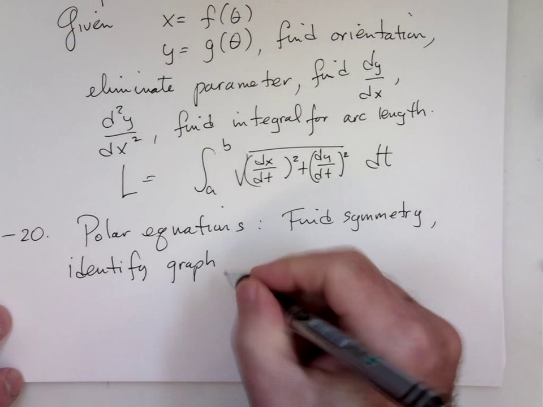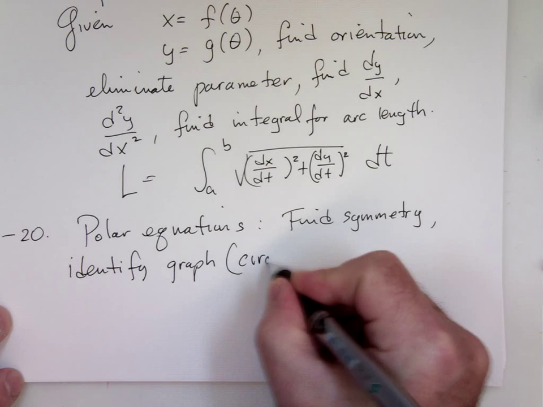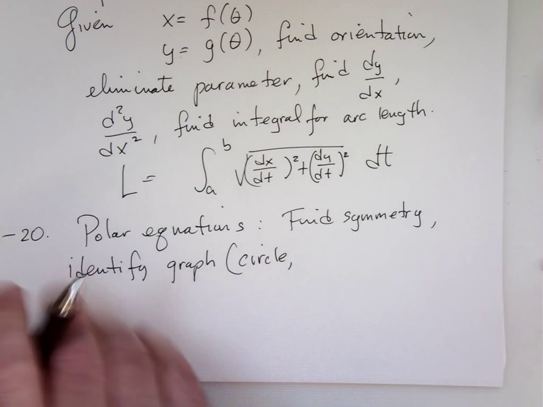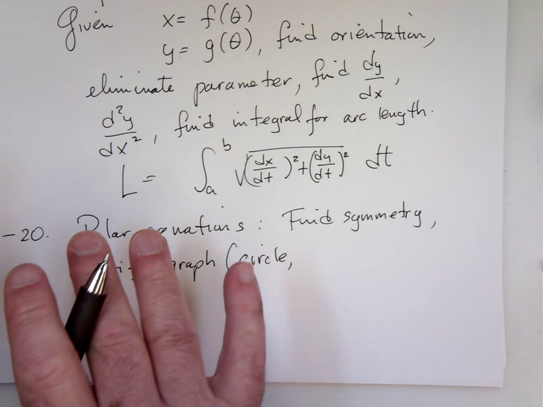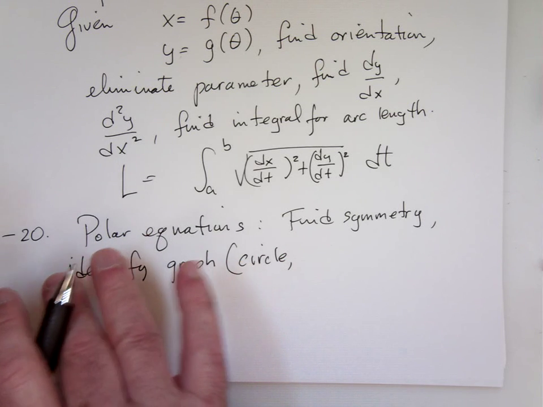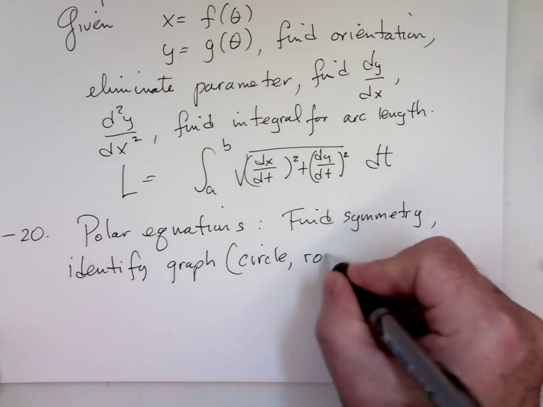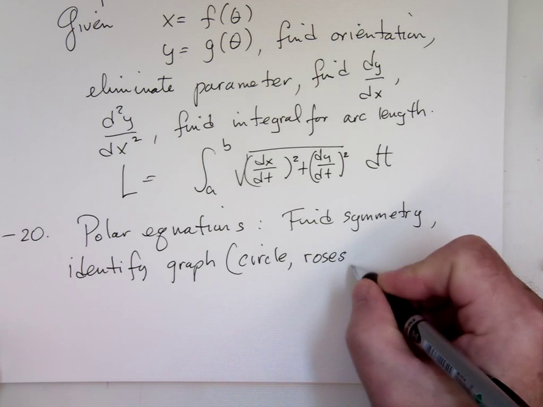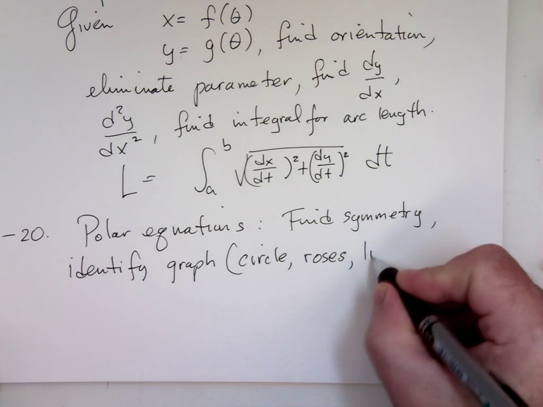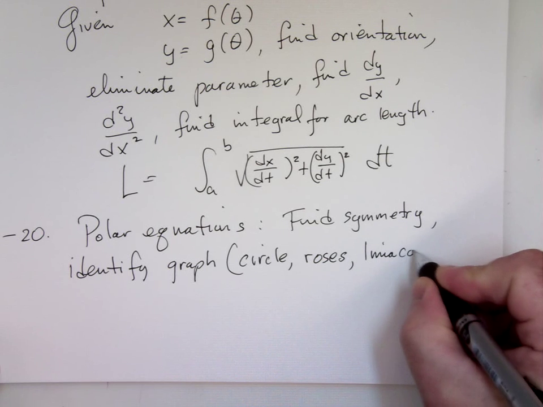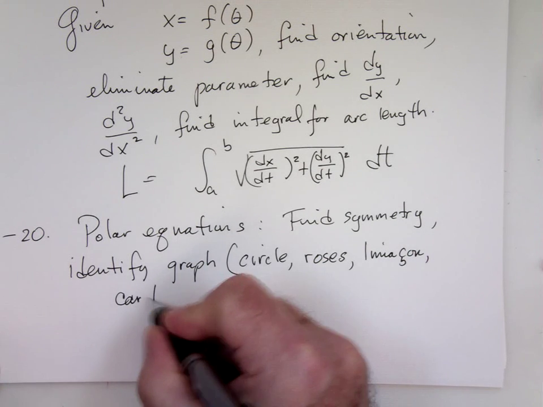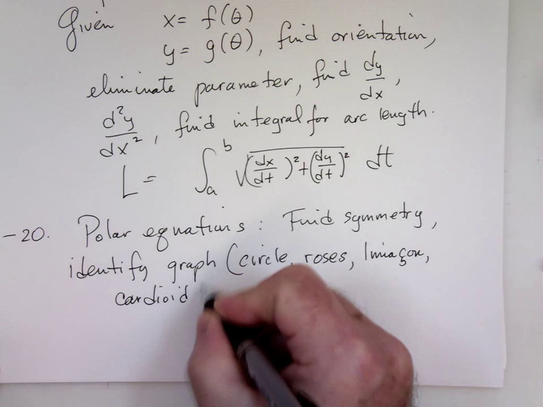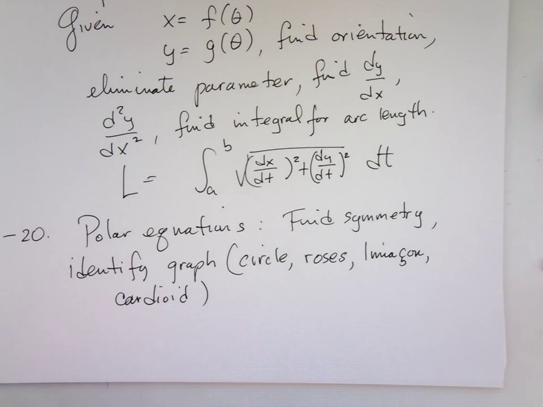What I'm talking about here are circles. r equals cosine theta, r equals sine theta. Actually, it's a rose of a single petal, but it is a circle. You should be able to identify roses and limaçons and a cardioid. It's going to be one of those.